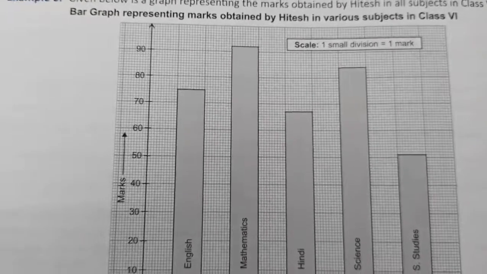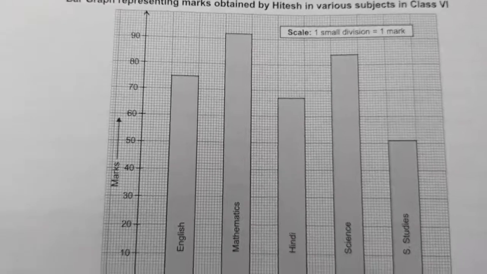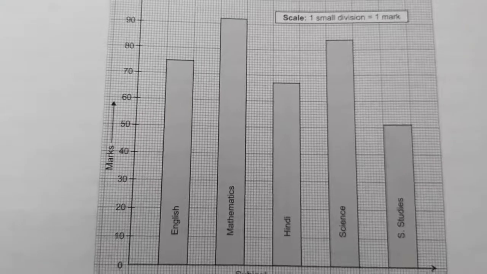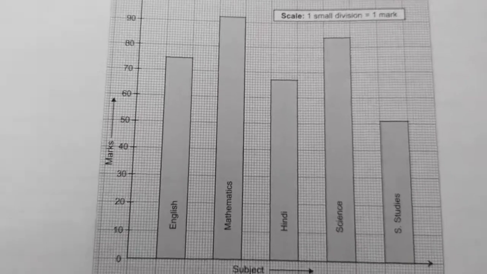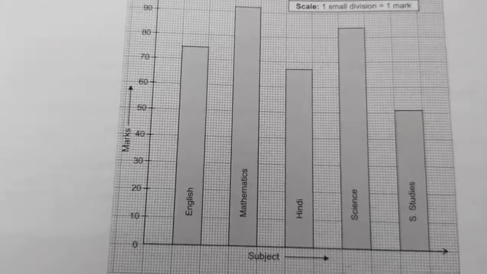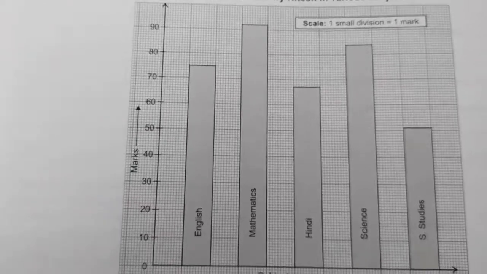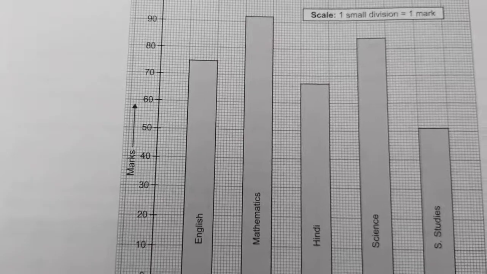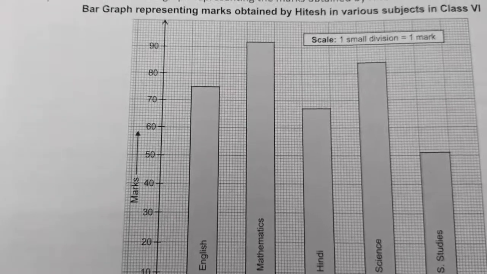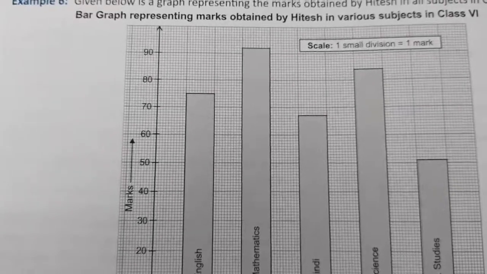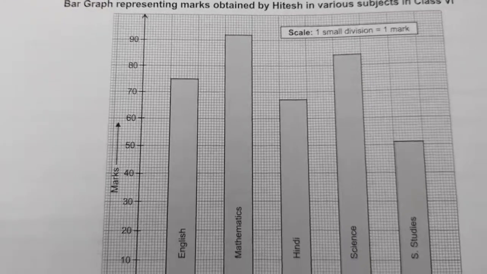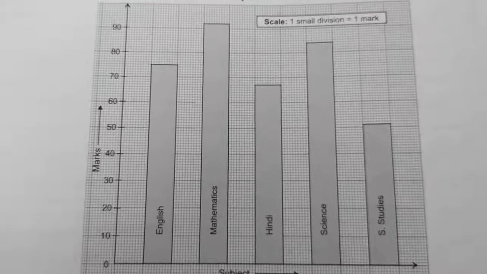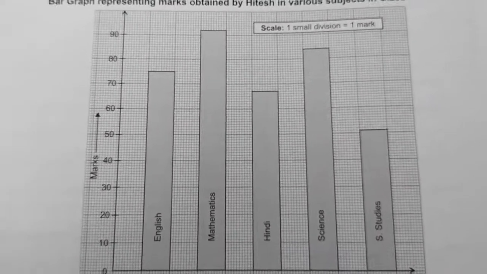Scale: one small division is equal to 1 mark, that is nothing but 1 centimeter is equal to 10 units. You can say, because on the graph sheet we will have a 1 centimeter gap from one line to the other. In other words, 1 centimeter is equal to 10 marks. So we have chosen 0, 10, 20, 30, 40, 50, 60, 70, 80, 90, and on the x-axis the subjects English, mathematics, Hindi, science and social.